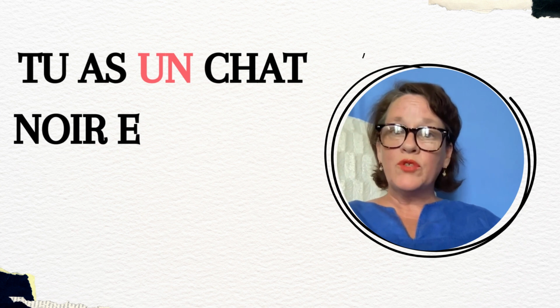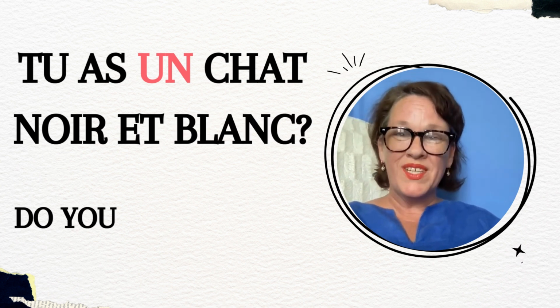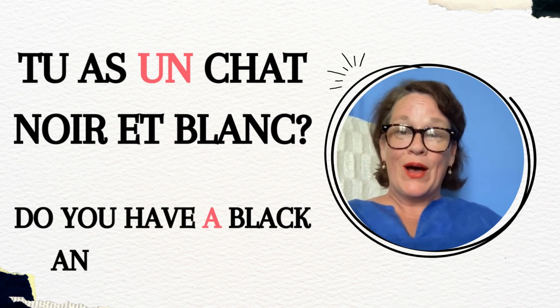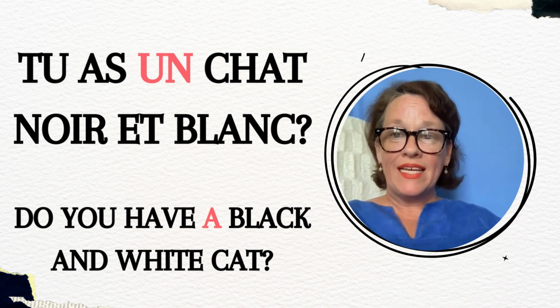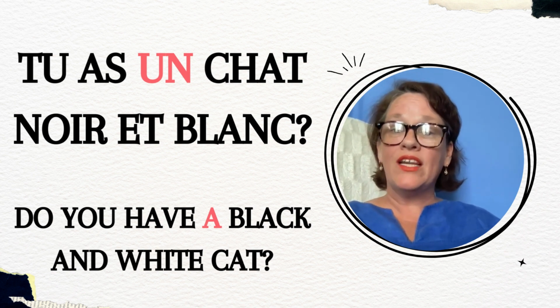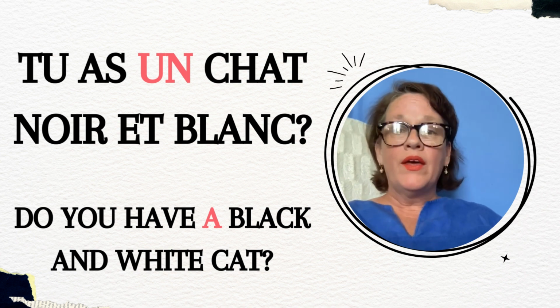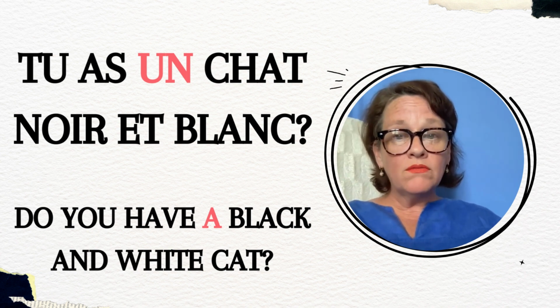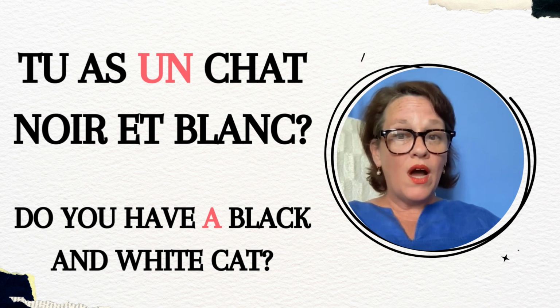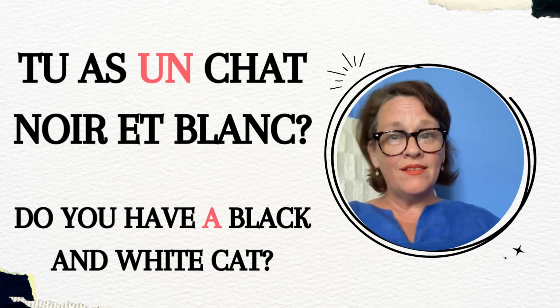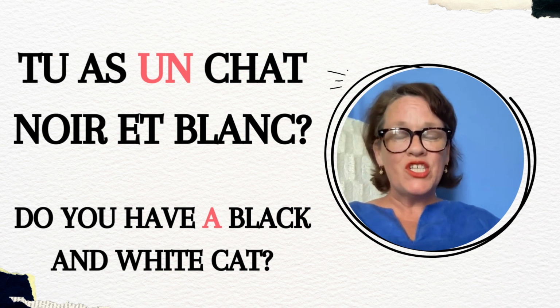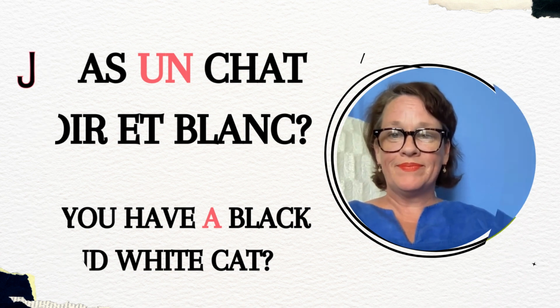The 5 rules that I'm showing you are simple rules, but there are 5 of them, so it's not always easy to remember all of them. I get that. So the examples that I'm showing you in this lesson are quite simple. Tu as un chat noir et blanc? So that just means, do you have a black and white cat? Un means a because chat is masculine.